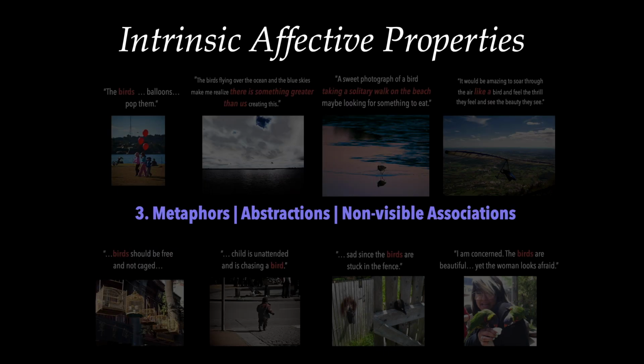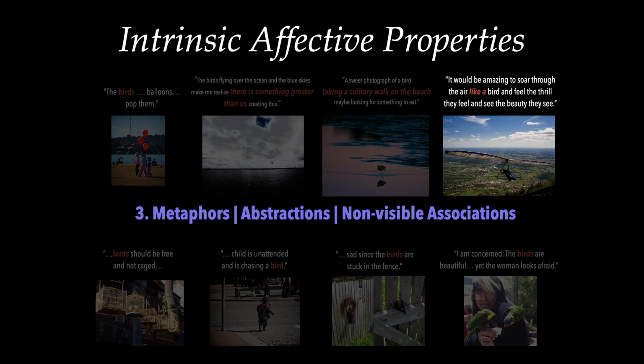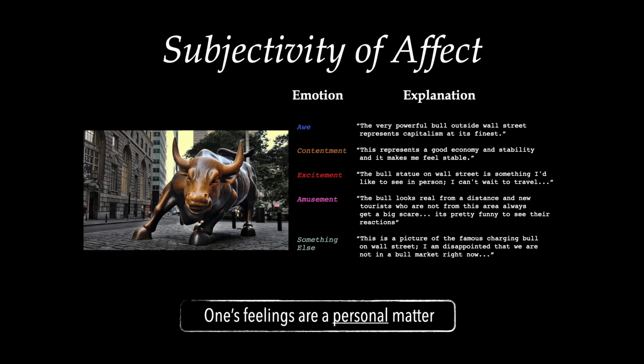Also, in Affection, metaphors, abstractions, and associations based on derivations that are not directly visible in the images are commonplace. For instance, in this image, the annotator attributes the human quality of a solitary walk to this bird. And here, they imagine a paraglider flying like a bird soaring through the sky.